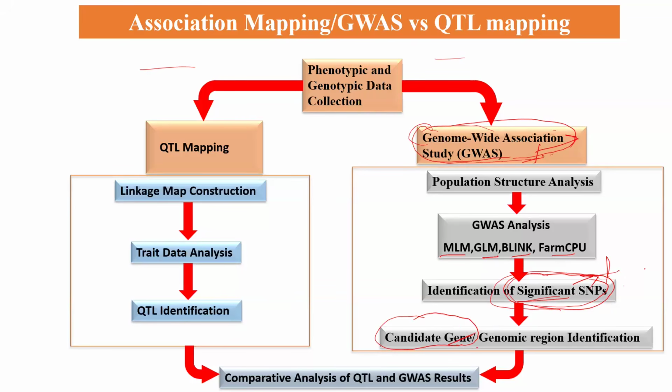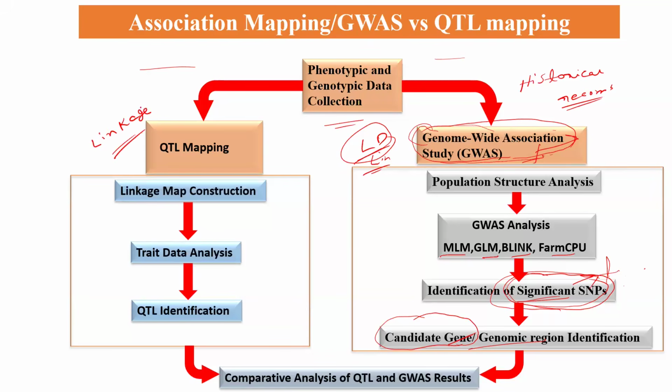Okay, and in association mapping, we generally use linkage disequilibrium, not linkage in this case. The LD block is used. And in association mapping, the most important term to be remembered is historical recombination. Historical recombination is used in association mapping, and in QTL mapping we generally use linkage, not historical recombination.